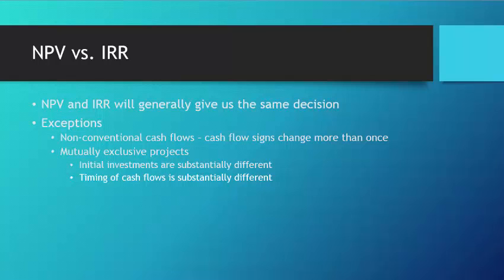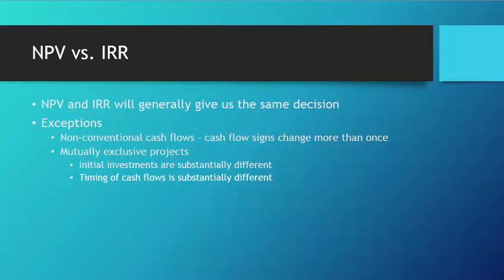The timing of the cash flows may be substantially different, and in that instance the risk may be a little bit different because I may be getting more of my return later in one and earlier in the other. And if that's true, the earlier one may have less risk than the later one. But again, we should be able to adjust for that in the weighted average cost of capital that we use, both as a hurdle rate and as a discount rate in the case of net present value.